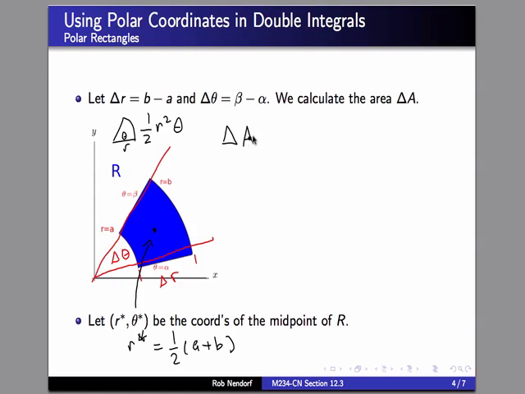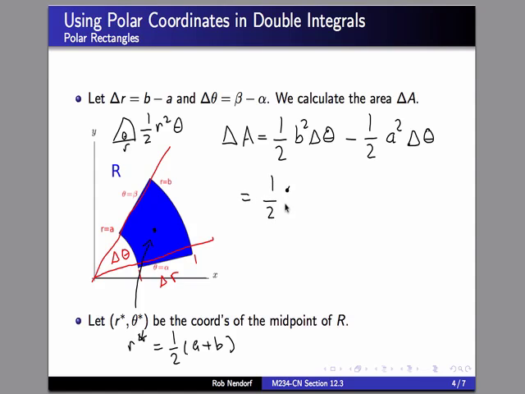So now we can calculate delta A. Delta A is equal to the area of the larger sector, which is one half b squared times delta theta, b coming from the radius being b, and delta theta being the angle that we sweep through. And then we're going to subtract off the area of the smaller sector, which has radius a and still has angle delta theta. Okay, so now we just want to factor this.